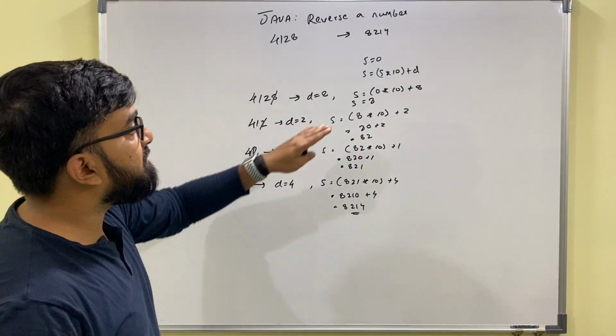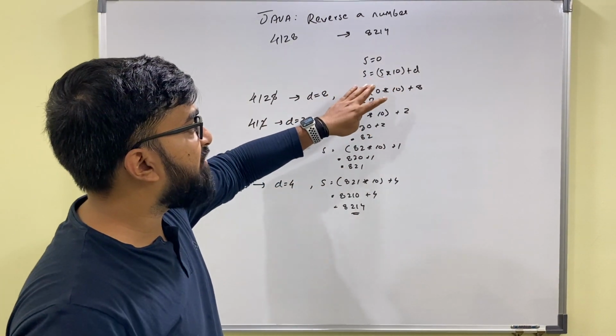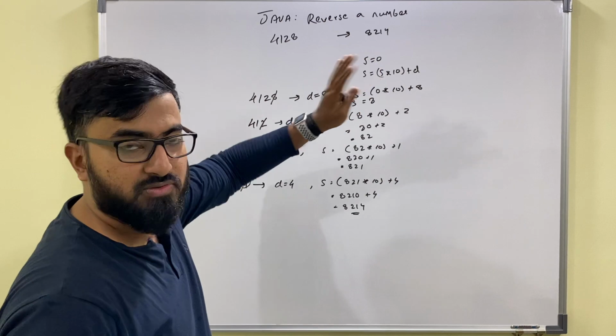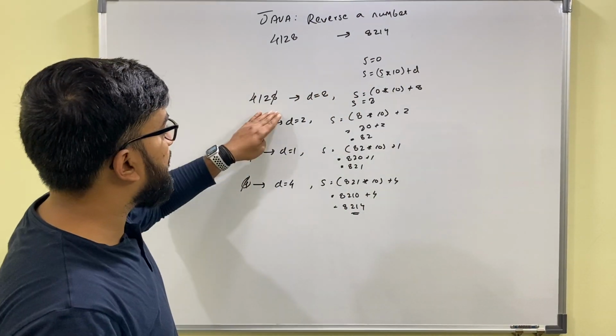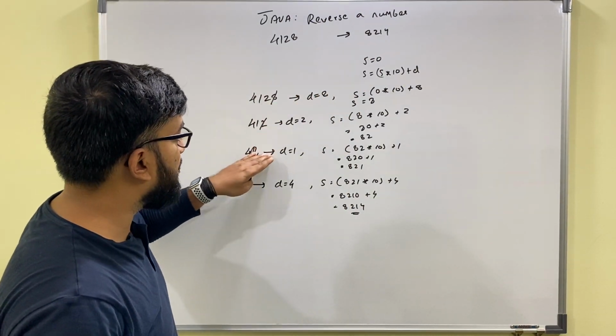Okay, so this statement we can write in Java. This is pretty straightforward, right? This is an arithmetic expression, right? You can do this. Okay, the question here is, how do we get the digit in each step?